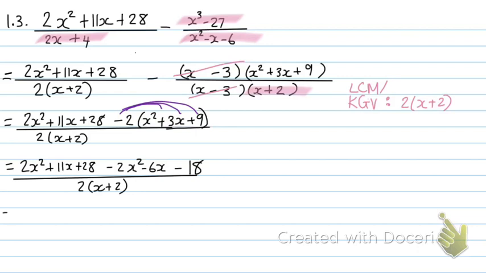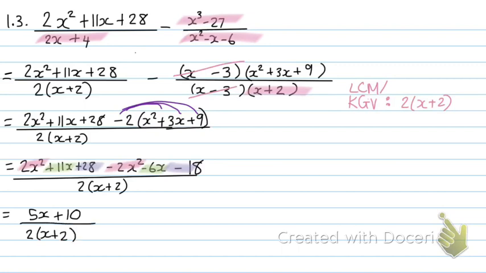Now at the top I need to find everything that are like terms. So first the pink ones, 2x squared minus 2x squared is 0. 11x minus 6x is 5x. And 28 minus 18 is 10. And below the line 2 and in brackets x plus 2.